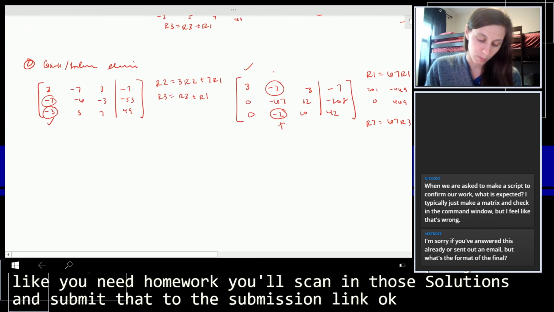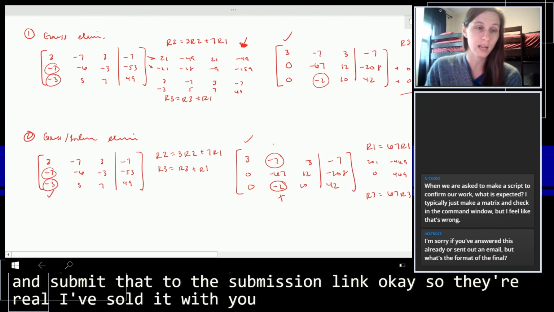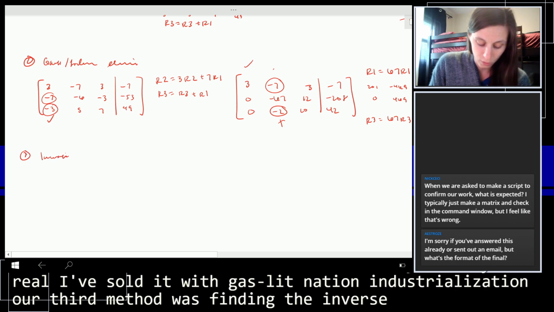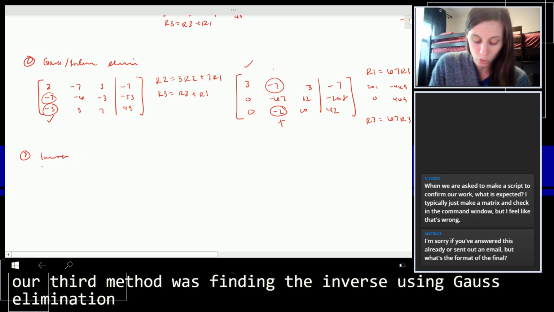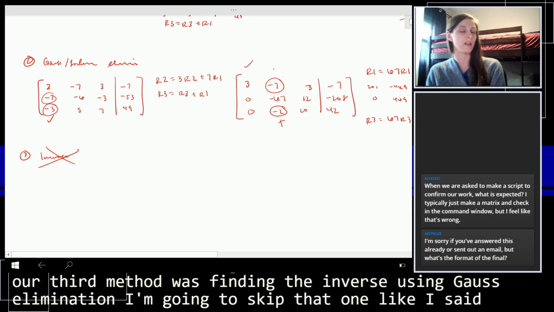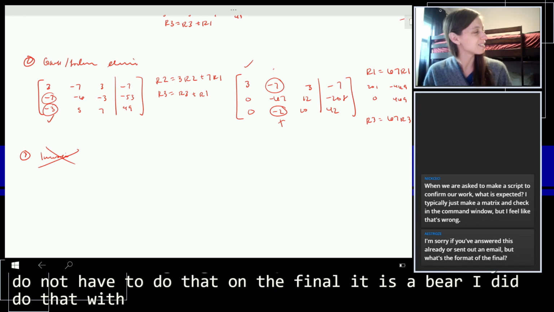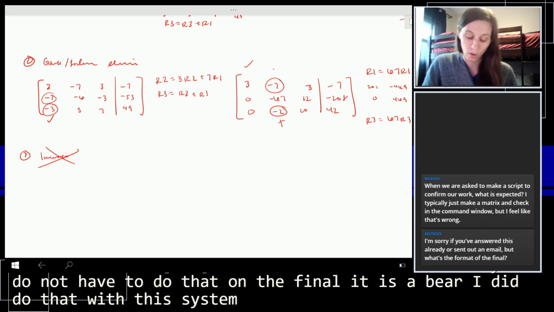Okay, so there we go. I've solved it with Gauss elimination and Gauss-Jordan elimination. Our third method was finding the inverse using Gauss elimination. I'm going to skip that one. Like I said, you do not have to do that on the final. It is a bear. I did do that with this system, and it's annoying.